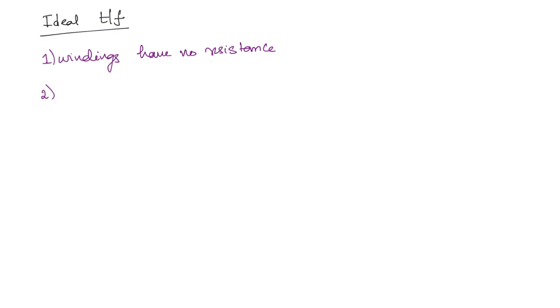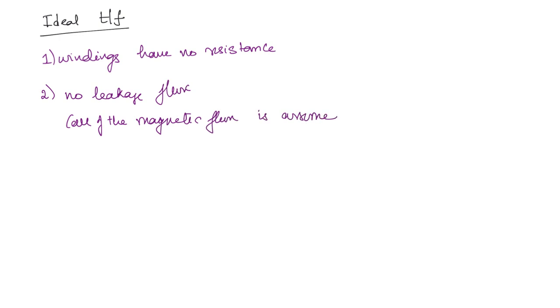The next assumption is there is no leakage flux. Whatever flux is there, it is assumed to pass entirely through the magnetic core. All of the magnetic flux is assumed to flow within the magnetic core.